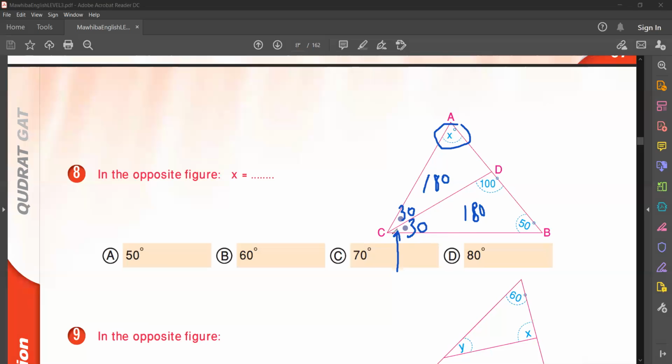So I can now find, look, the big one. Here I have 50, and here I have 60, and what is x? 50 plus 60 is 110. And you subtract 180 minus 110 equals what? Equals 70. Right, good. So the answer x is 70, right? Then the answer is C.